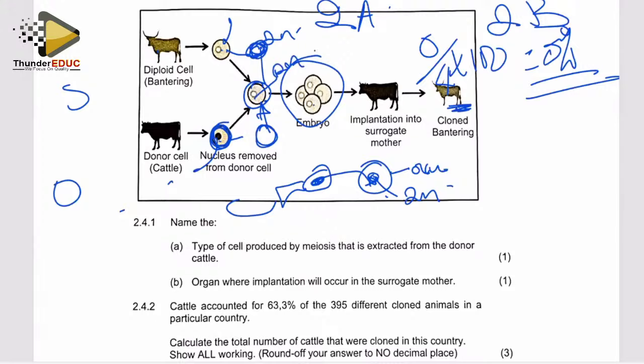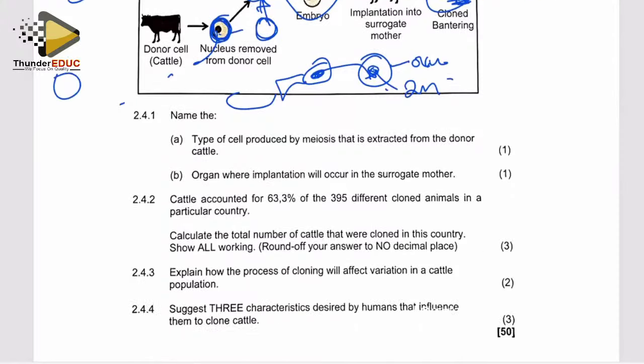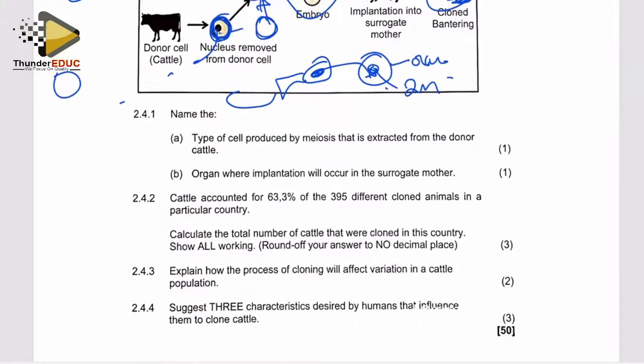So now it undergoes mitosis to form a ball of cells which develops into embryos. These are implanted into surrogate mothers, and remember these are just stem cells, the function of stem cells, then they develop to form mature babies, and these babies are released. So that is it. Name the type of cell produced by meiosis that is extracted from the donor cell. So we're going to call it a gamete. Basically it is the ovum because it is a female.